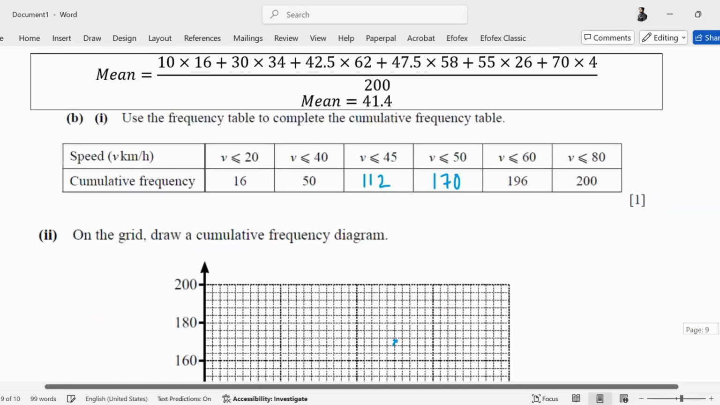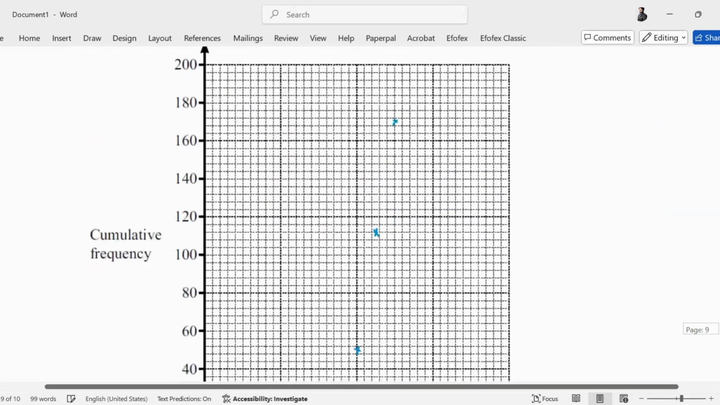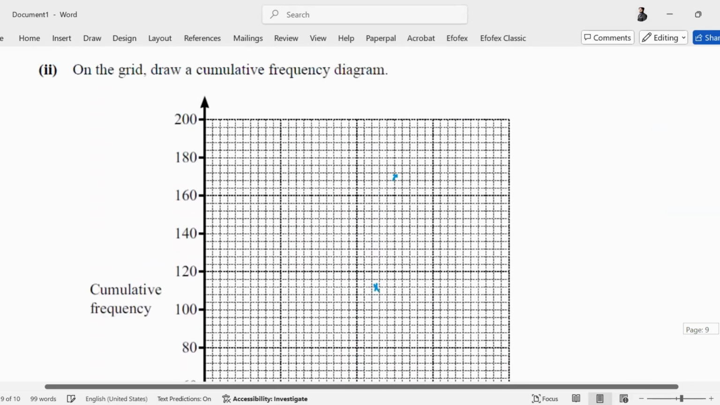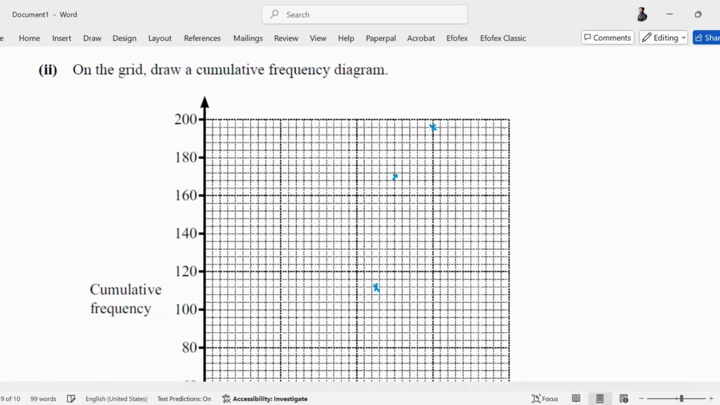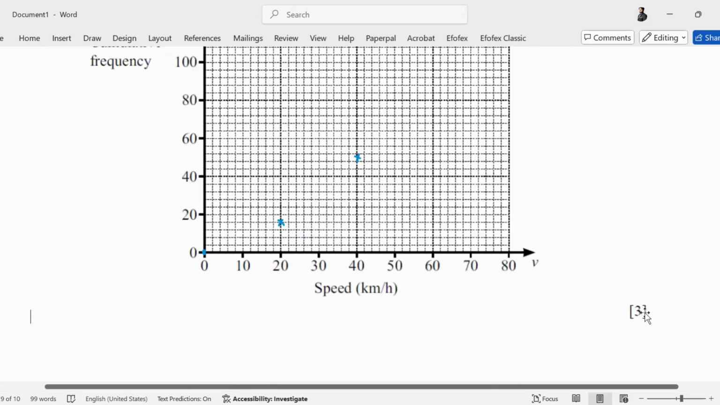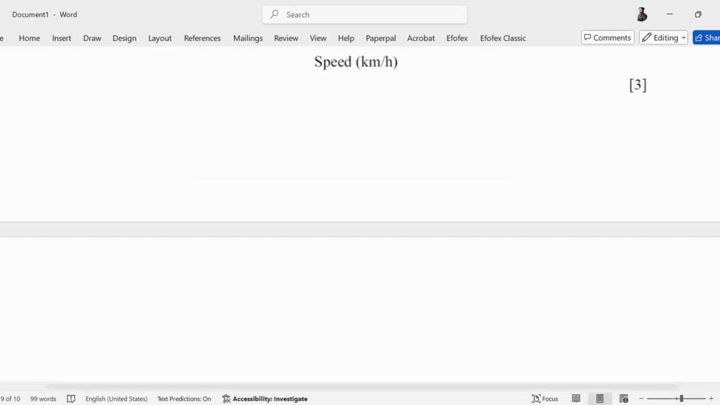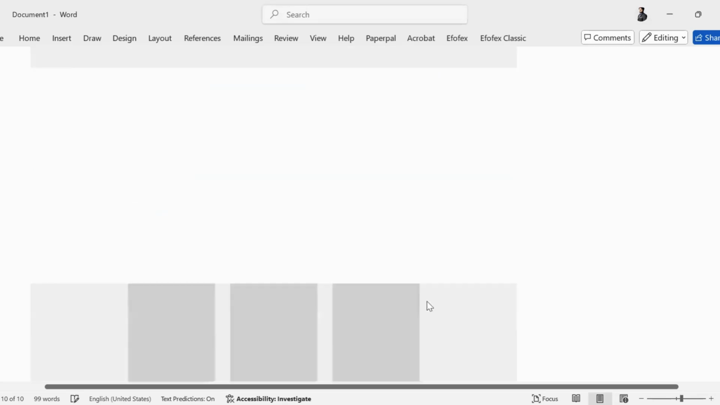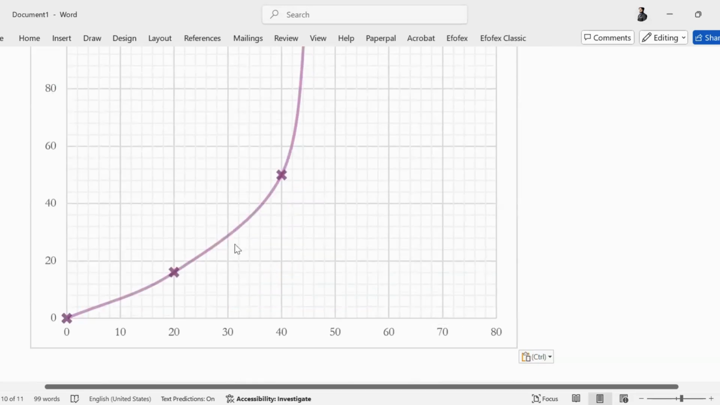And for the second last, 60, it is 196. So for 60, it is 196, 4 below 200, and for 80, it is 200. So now you're supposed to join them with a smooth curve. I'll show you how it is done. You'll obviously be using a pencil, and you can just join them with a smooth curve, smooth line.